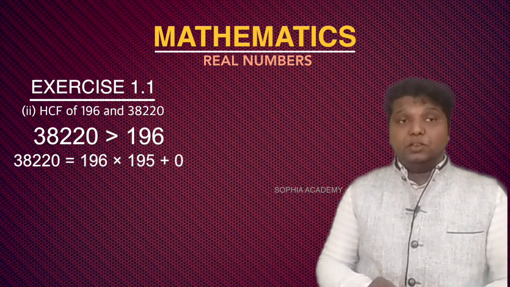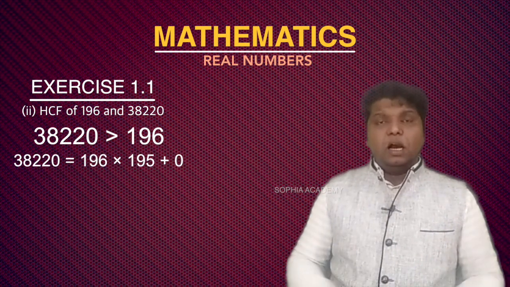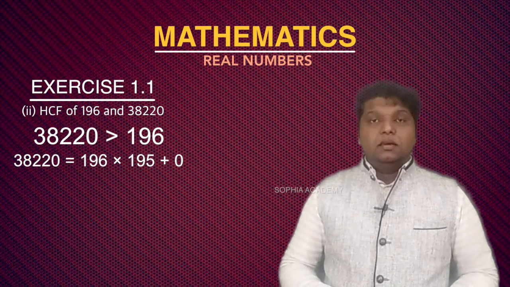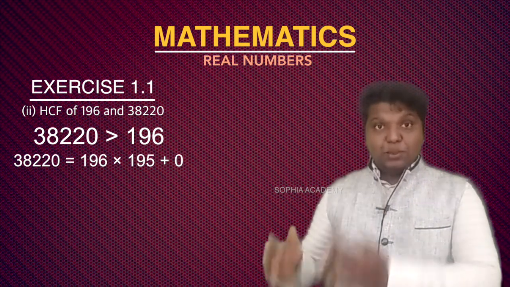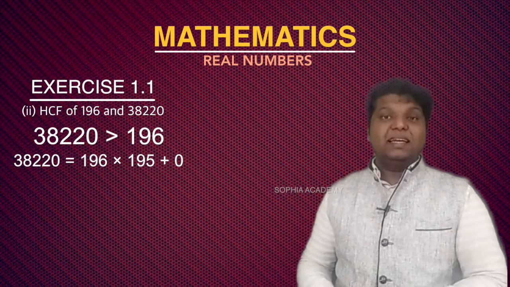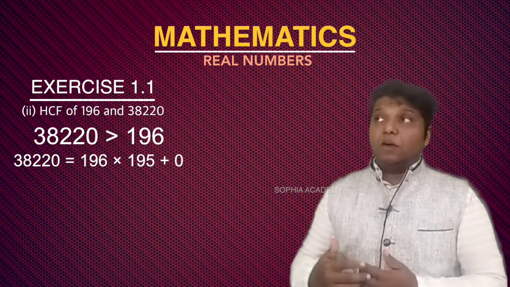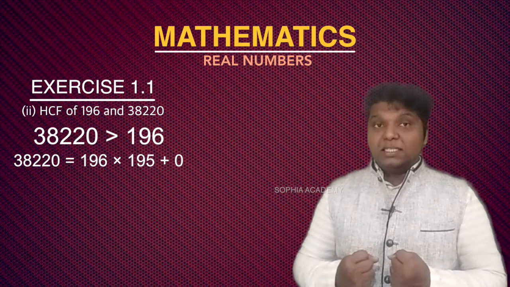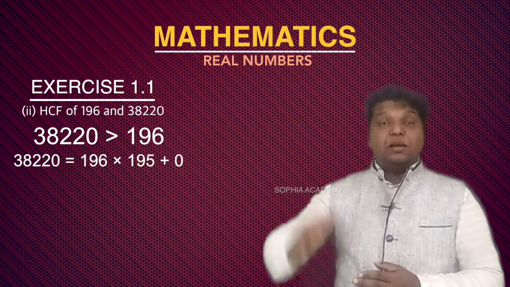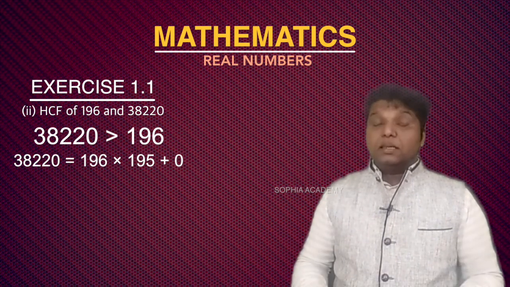38,220 is equal to 196 into how many times? Very fast, we can't calculate it, so let us do it in the work area. While doing it, how much is it? You got it. 196 into 195. Then what is the remainder?